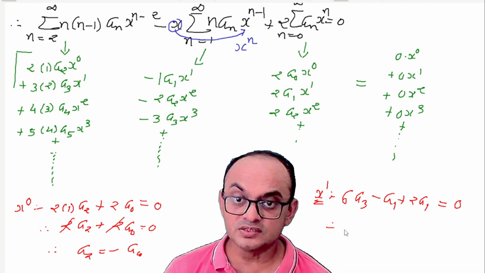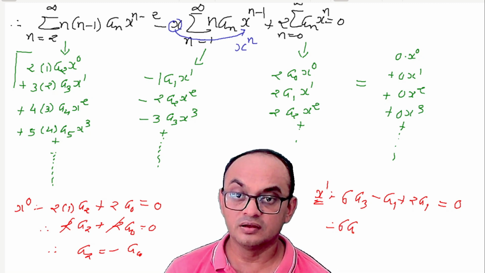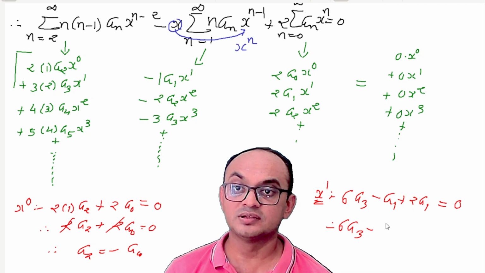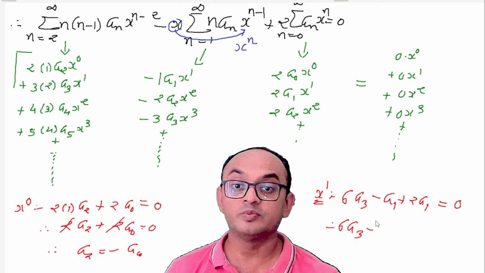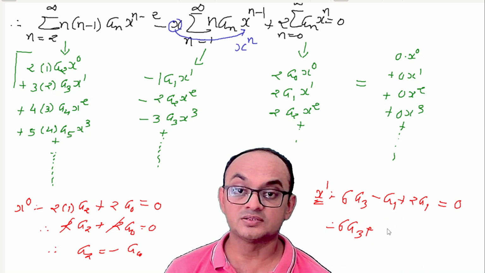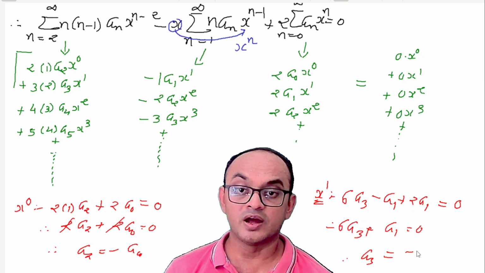Okay. So what is this? 6a3 minus a1 plus 2a2 is what? Plus a1. So plus a1 equal to 0. And so a3 is equal to minus a1 upon 6.